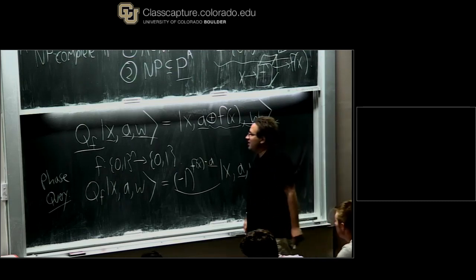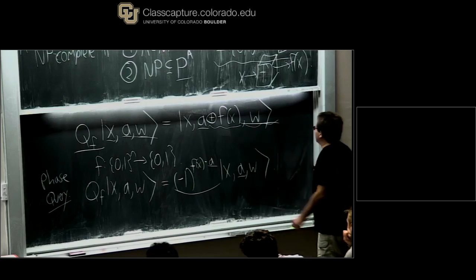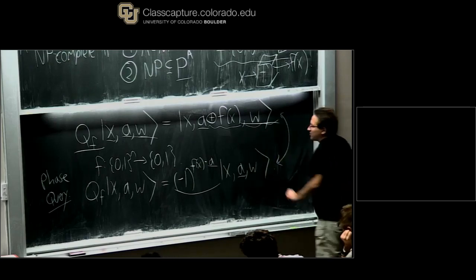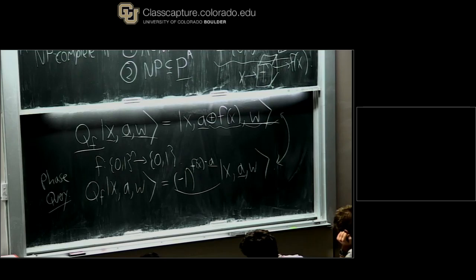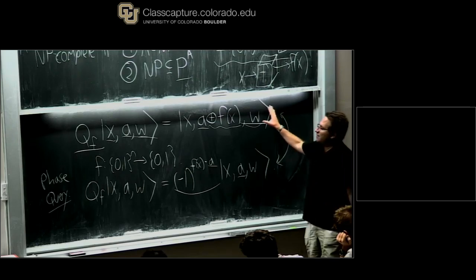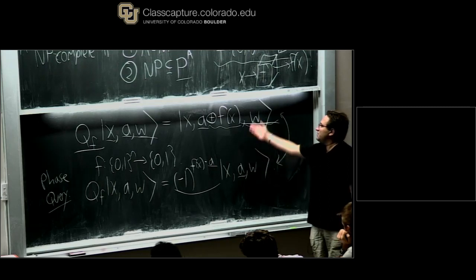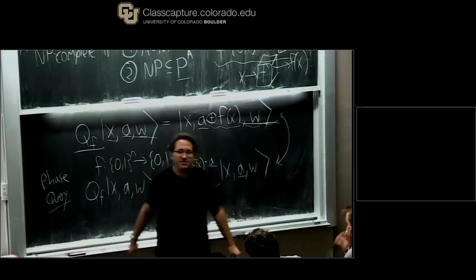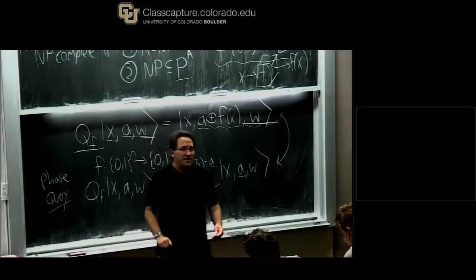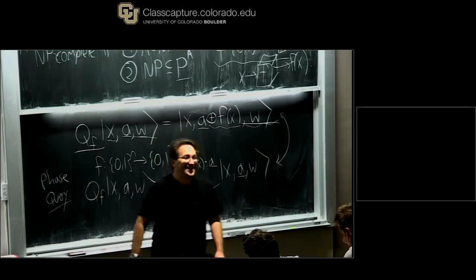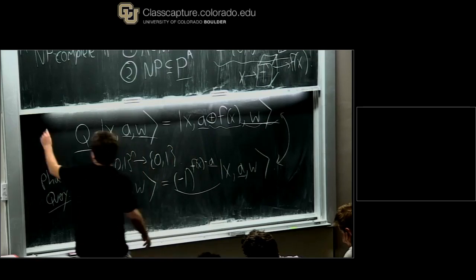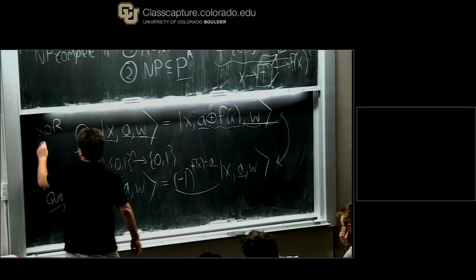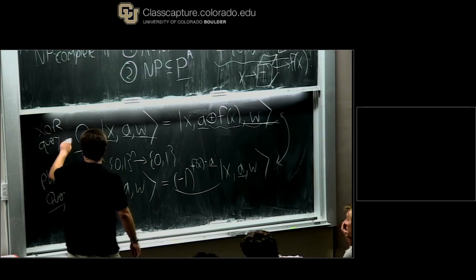Now, which type should we use? It turns out that these are equivalent. For a Boolean function, I can always use a phase query to simulate an XOR query, and vice versa. Either can simulate the other. Why? Exercise 3: the equivalence of the two types of quantum queries.